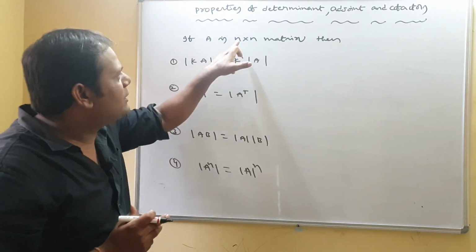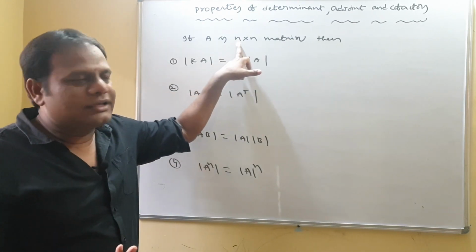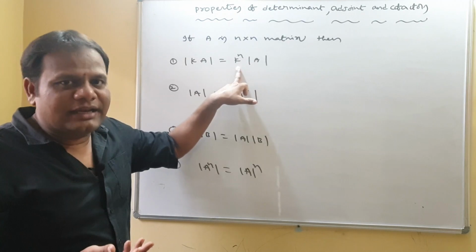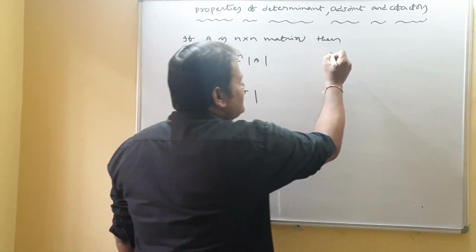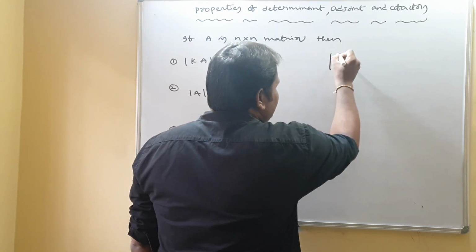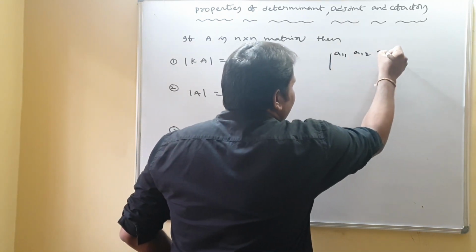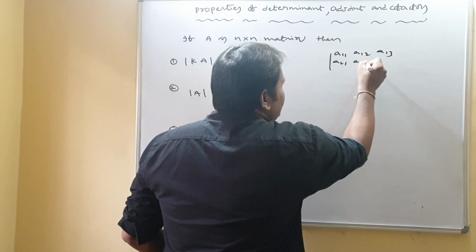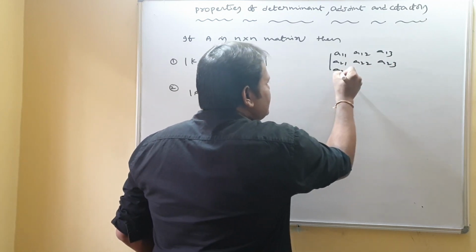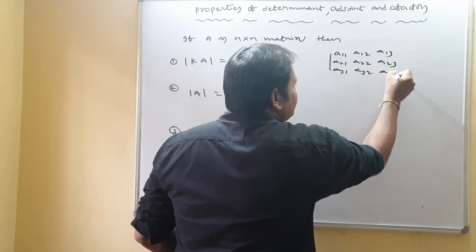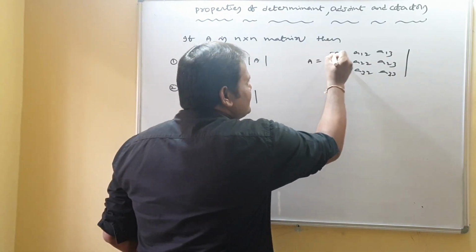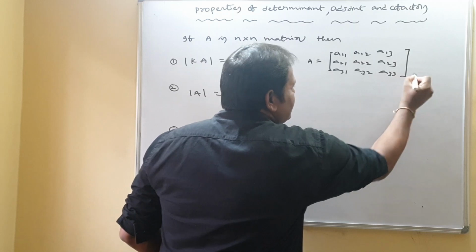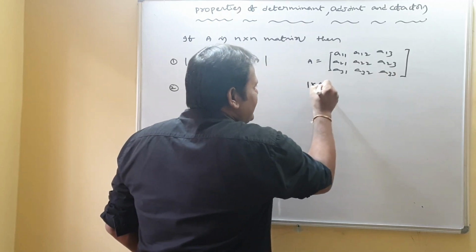So totally how many rows are there? n rows are there. Then you can get what? n k's you can get. So k power n into det A. I mean, suppose A is a 3 by 3 matrix. Suppose it is a11, a12, a13, a21, a22, a23, a31, a32, a33. Suppose I am taking this as matrix A.